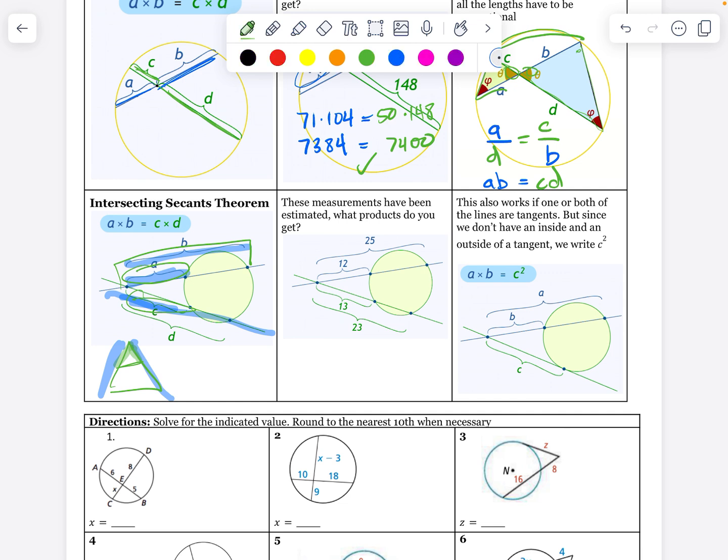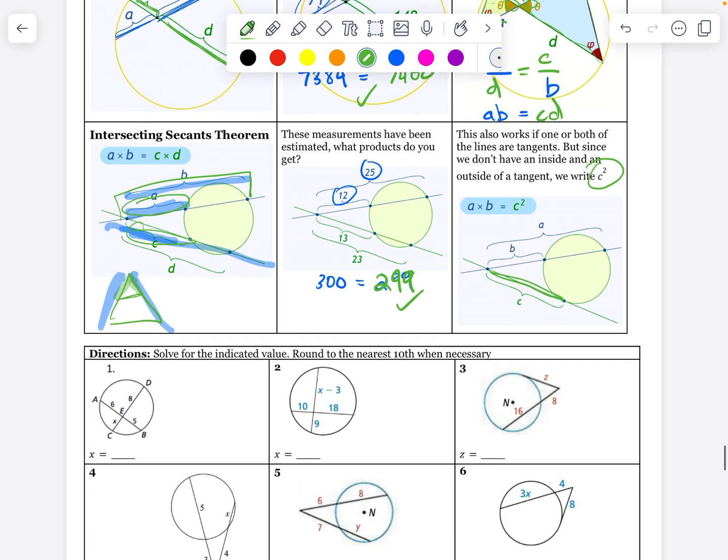Let's try another one just to double check it. 12 times 25 is 300, and 13 times 23 is 299. Like I said, these are about right, but we're good. The only thing that's different is if one of these is a tangent. See how that's a tangent? There's no inside and outside, so we just write C squared. Let's try a couple of these.